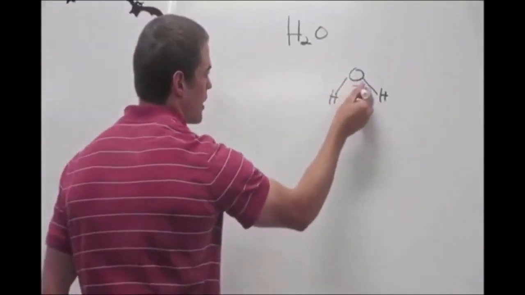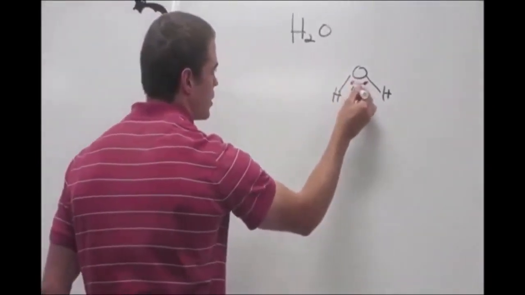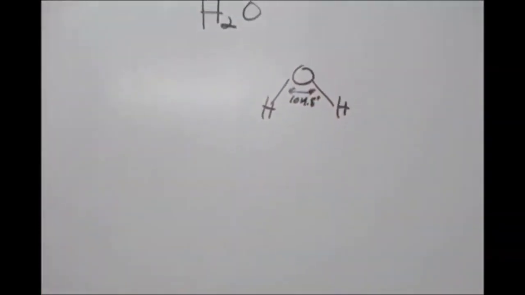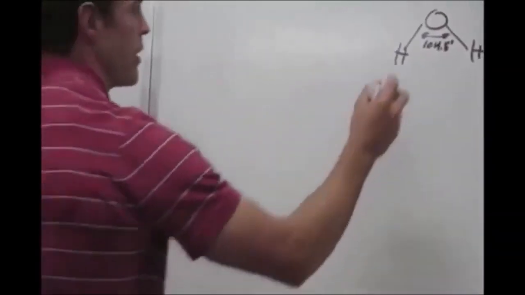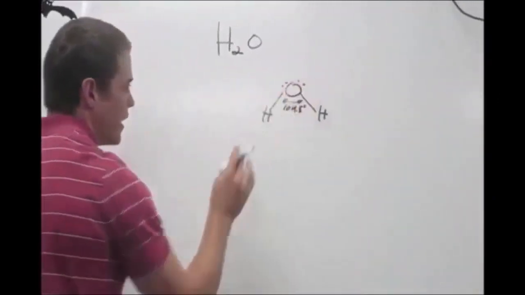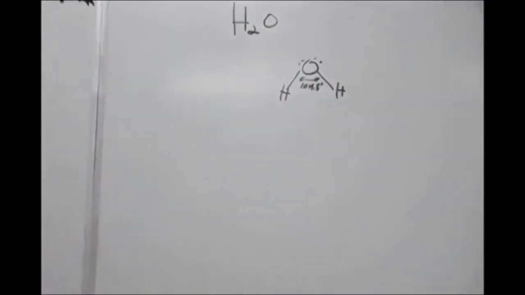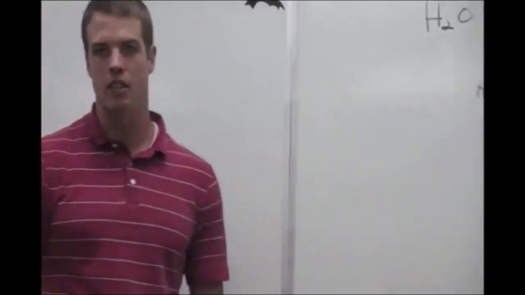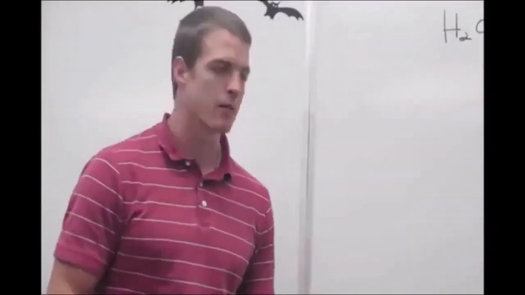Actually, the bond angle is about 104.5 degrees. Why is it like that? It turns out it's because there are electrons right here. We call these lone pairs of electrons. Now, don't get too confused here. I point that out because I'm going to explain what's called the self-ionization of water, or autoprotolysis.